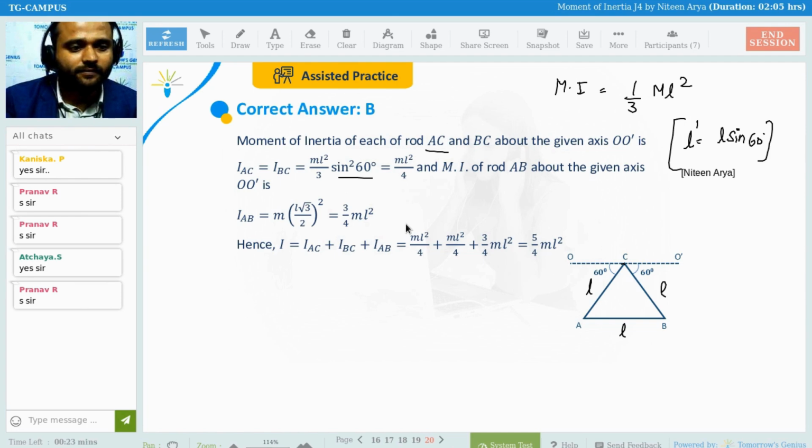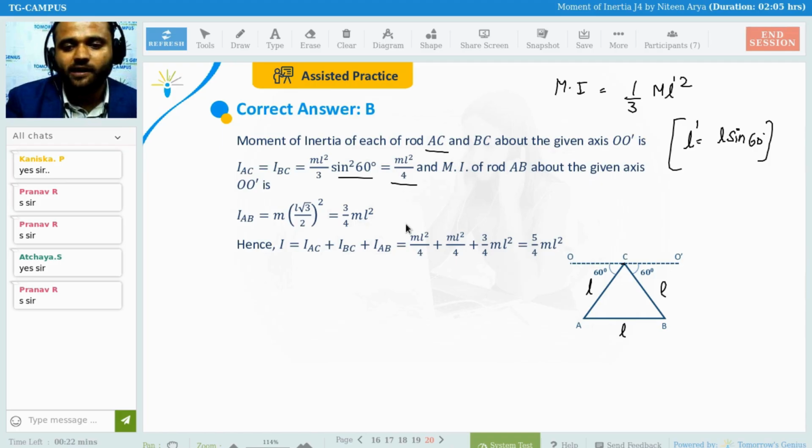Clear? Is this clear now, everyone? For this AC and for this BC, the L prime, what we can put here is L sine 60 degree, and that is why I_AC, I_BC is ml square by 3 sine square 60 degree, and that can convert into ml square by 4.